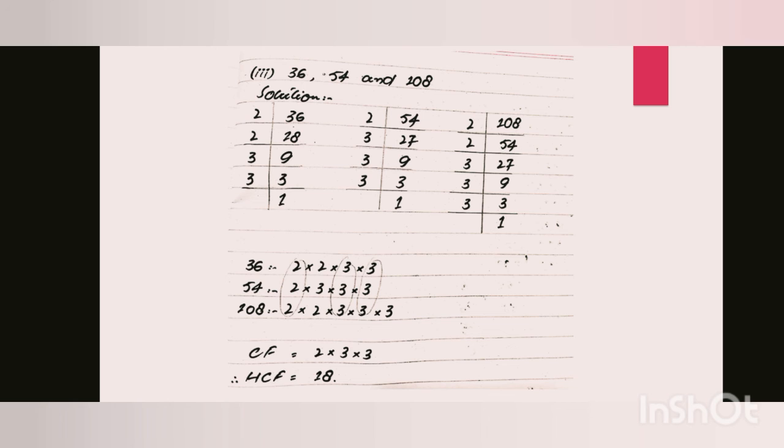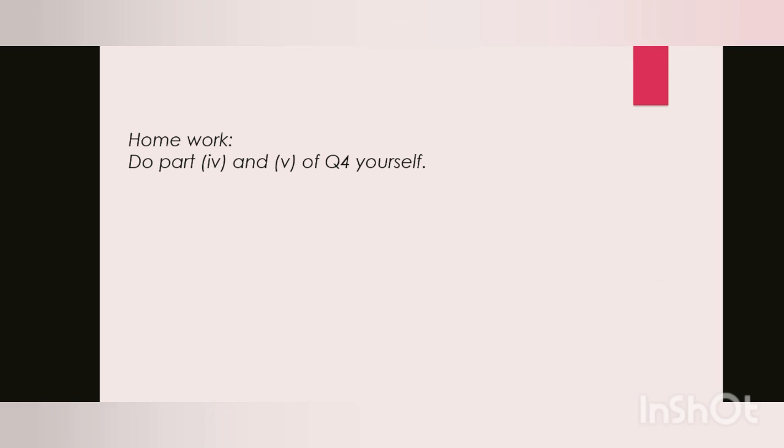Now the factors of 36 are 2 into 2 into 3 into 3, and the factors of 54 are 2 into 3 into 3 into 3, right? Then factors of 108 are written over here. So the factors which are common in these three numbers are 2 into 3 into 3. Therefore HCF is the product of these numbers, right? So 2 into 3, 6, 6 into 3, 18. Therefore our HCF is 18.